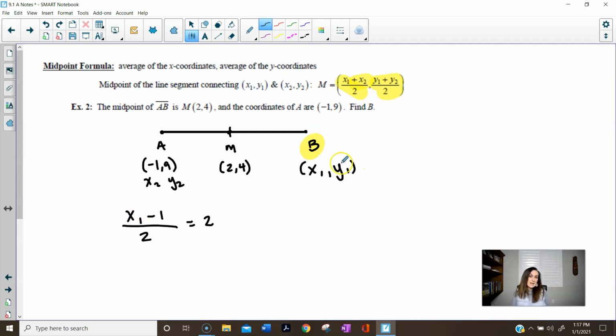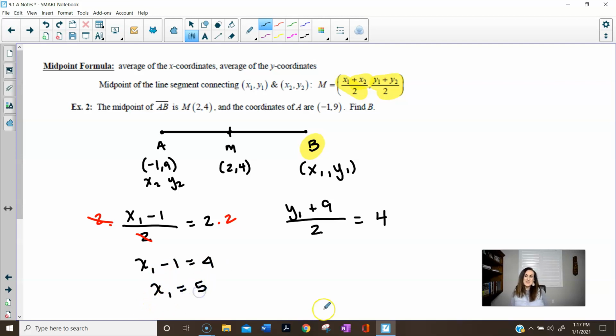Then if I want to find y sub 1, I would add my y coordinates. So I have y1 plus 9, and again, I'm finding the midpoint, so I would divide it by 2. I'm taking the average, and that's going to equal the midpoint y coordinate, which is 4. From here, you're just going to quickly solve. Take this 2 and multiply it to both sides. Here it cancels, and now I have x sub 1 subtract 1 equals 4. Add the 1 to the other side, and the x coordinate is equal to 5.